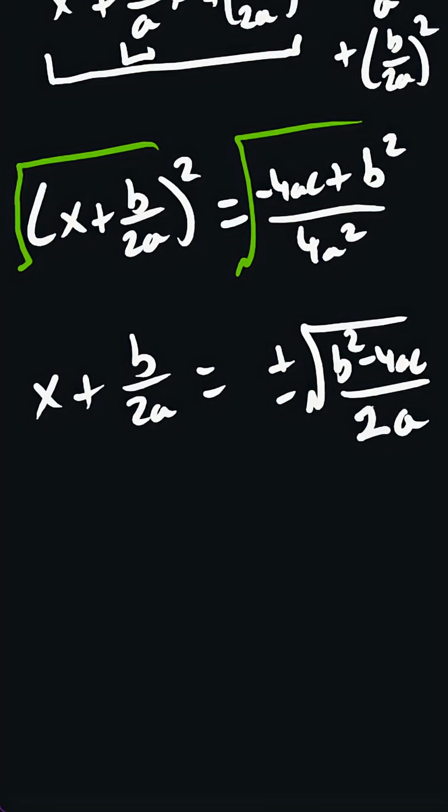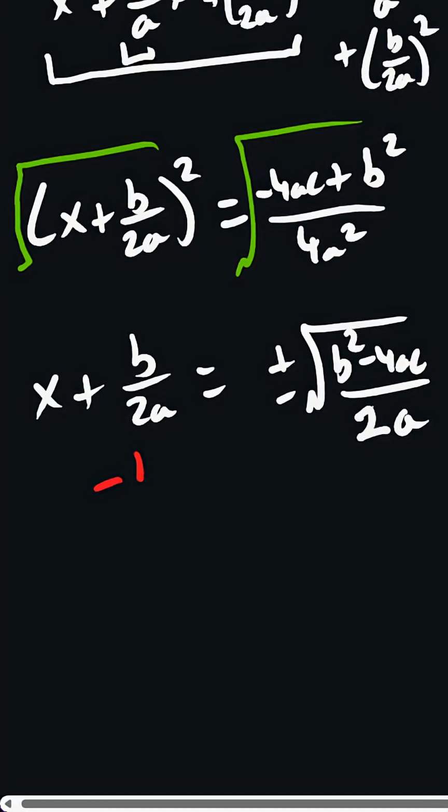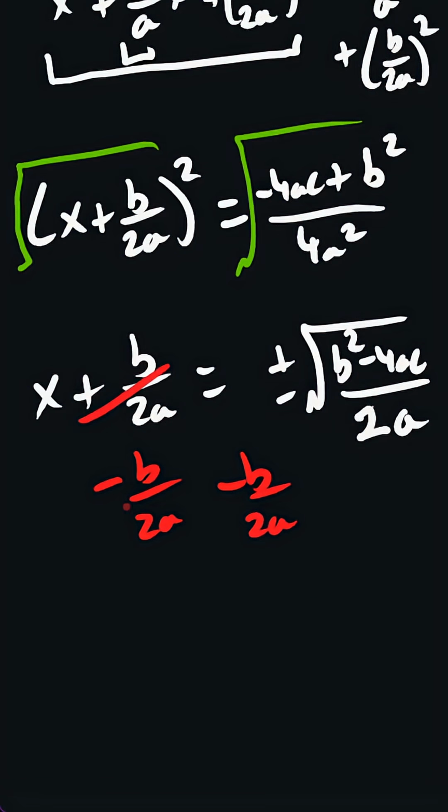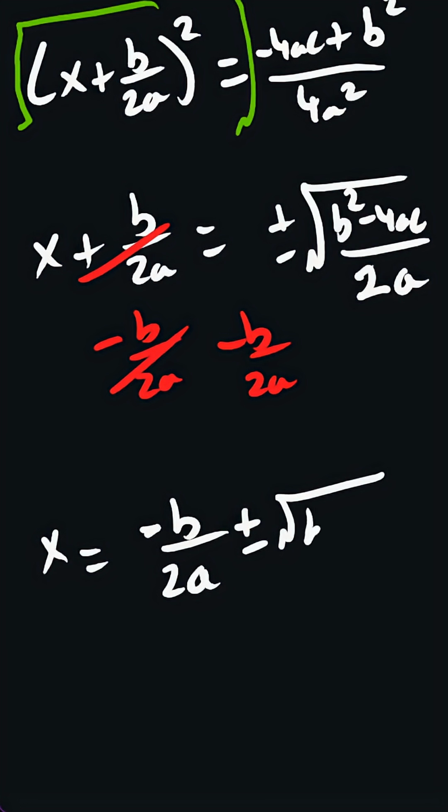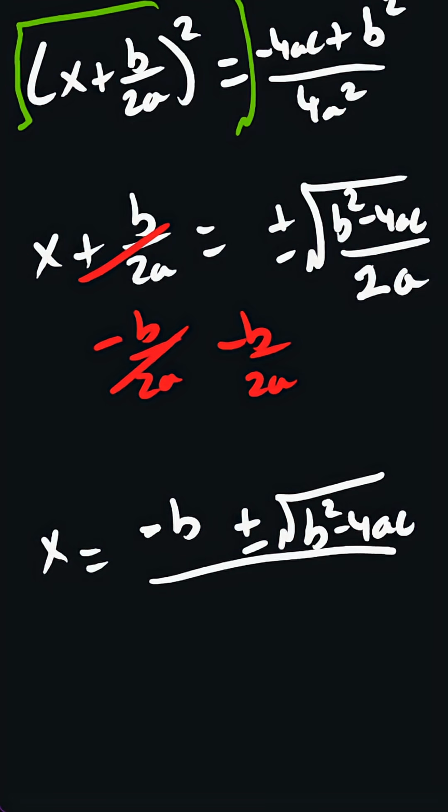The last step is we are going to move this b over 2a to the other side, so we subtract b over 2a from both sides. And finally, we have x equals negative b over 2a plus or minus the square root of b squared minus 4ac over 2a. Since now they have the same denominator, we can combine them so that they share the same denominator, 2a. That's all over 2a.